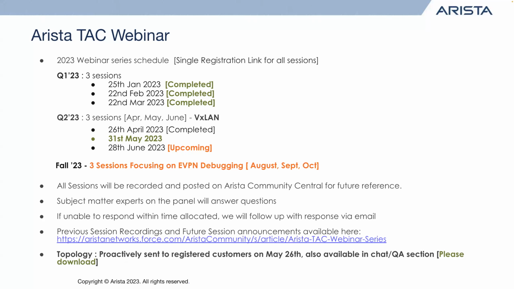A little bit about the webinar schedule in 2023. After today's session, we have one more session planned for VxLAN in June. And after that, we are going to take a short break in July and resume in August for 3 more sessions on EVPN. So today, we are delighted to have 2 of our exceptional engineers joining us, who will be guiding us through this session with their expertise and insights.